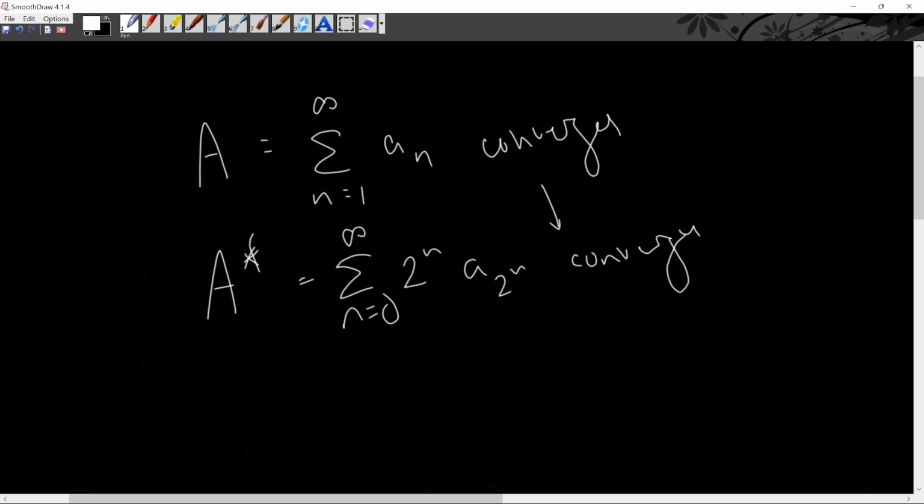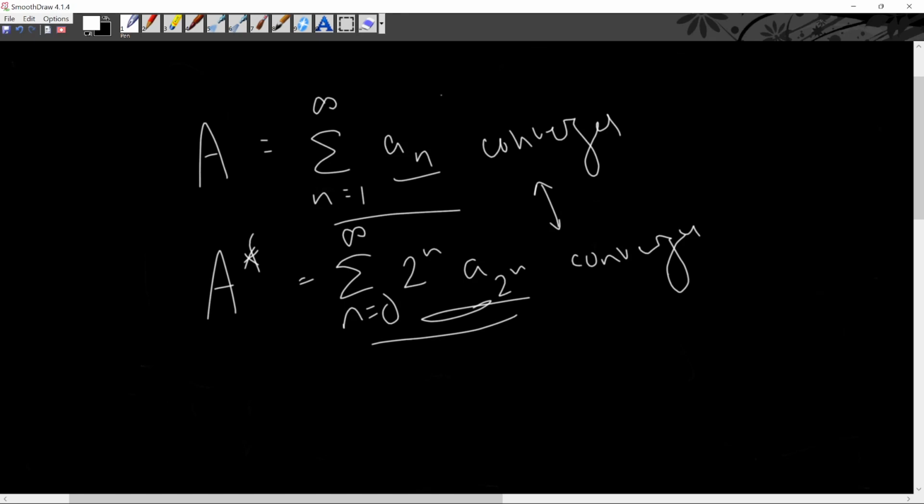2 to the n times a sub 2 to the n is obviously going to be a much larger value than a sub n, regardless of where we started. And so if this converges, then this converges, right? Because this is greater than that. So this is another application of the comparison test. But again, this is more about Cauchy sequences and bounds. The direct comparison test says that since this series is greater than this series, if this converges, then this converges.